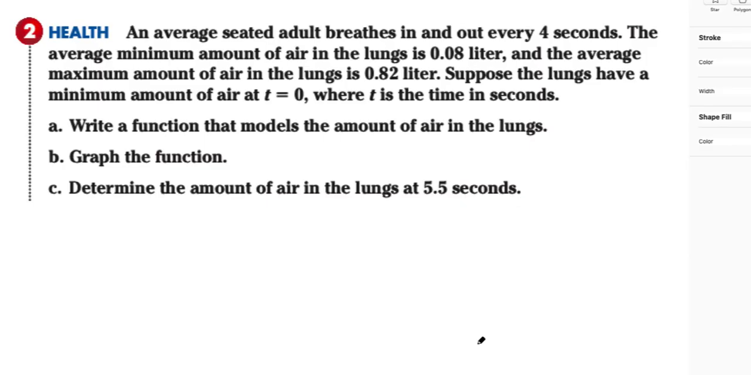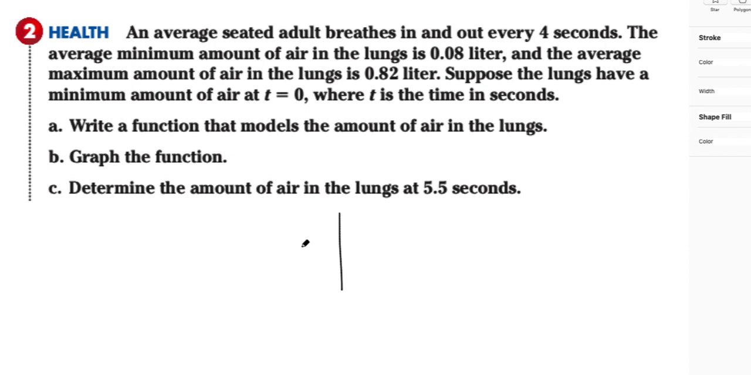Okay, so for example 2, we are asked to create a function for this particular situation. And since we're dealing with sinusoidal functions, we can assume that that's what we need to do. So an average seated adult breathes in and out every 4 seconds. The average minimum amount of air in the lungs is 0.08 of a liter, and the average maximum amount of air in the lungs is 0.82 of a liter, or 0.82 liters. Suppose the lungs have a minimum amount of air at time t equals 0, where t is the time in seconds.